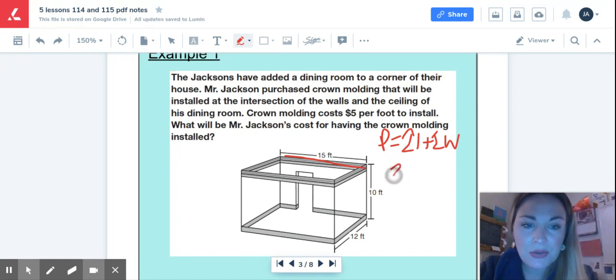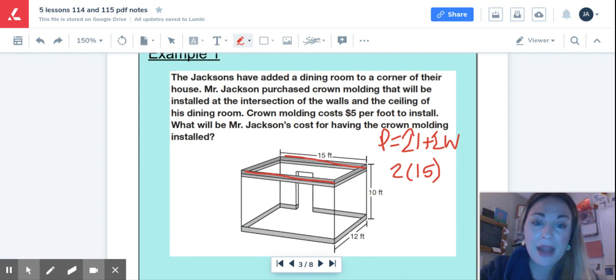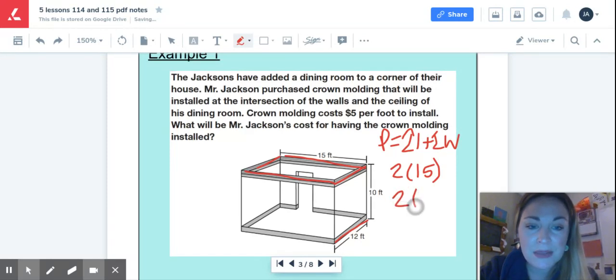So 2 times 15, of course, because if that's 15, this is also 15. And then 2 widths. Now, we don't have a width up on top, but we do have a width at the base of 12. If that is 12, this is also 12. And this is also 12. So we have 2 times 15 plus 2 times 12.